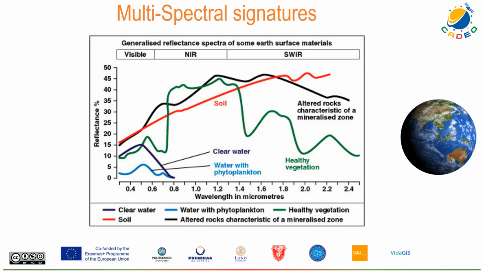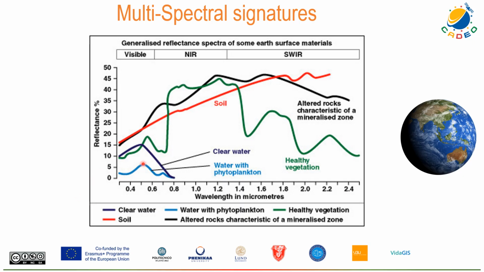So we use multispectral signatures over the whole space of the spectrum. We have here the visible part of the spectrum, which is about between 0.4 to 0.7 micrometers. And we have the near infrared part of the spectrum here and the shortwave infrared here. So different objects have different multispectral signatures.